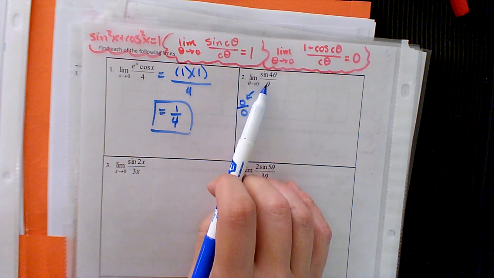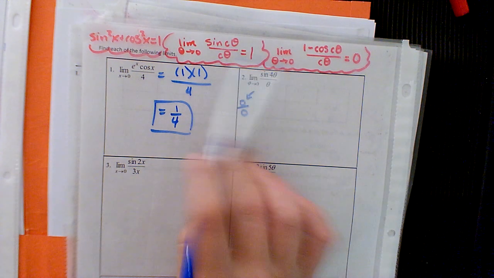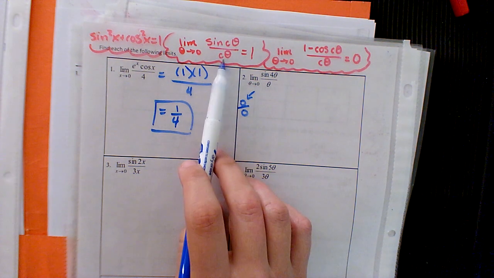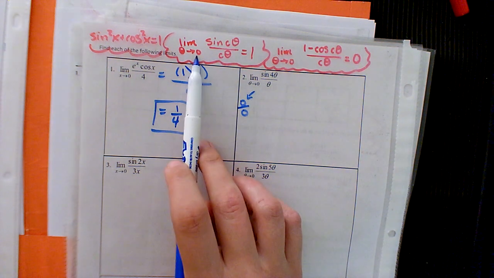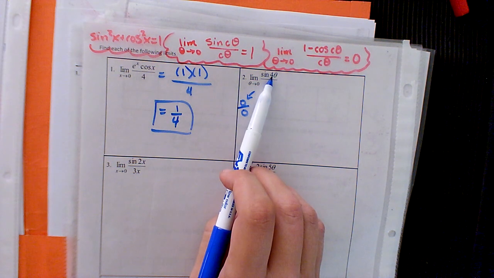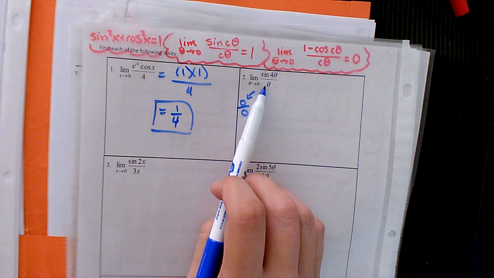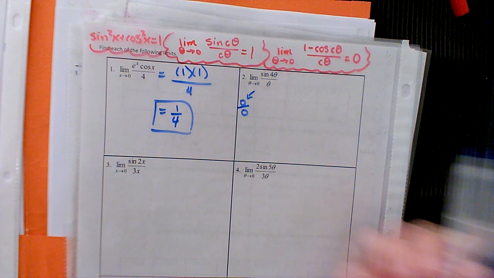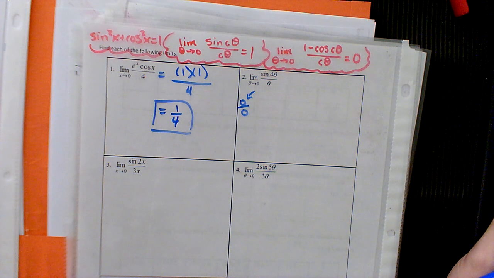Does the way this looks now sort of look like one of those two? Yeah, which one? The middle one. Okay, notice how we're approaching 0. That's one of the stipulations. And the other one is the coefficients have to match. Notice how this coefficient is 4, whereas this coefficient is 1. So they don't match. But maybe we can use some strategy or algebra to get them to match.